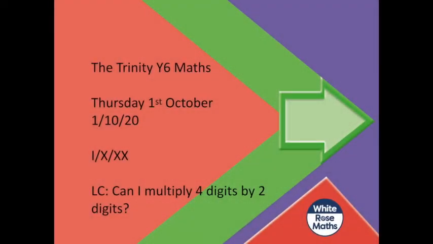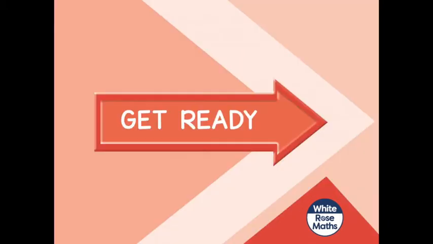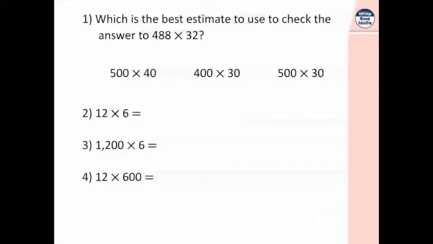This is your video for Thursday, the 1st of October. It's a new month today. 1st of the 10th, 20, I X X X. That's 1, 10, 20. Your LC for today is, can I multiply 4 digits by 2 digits?